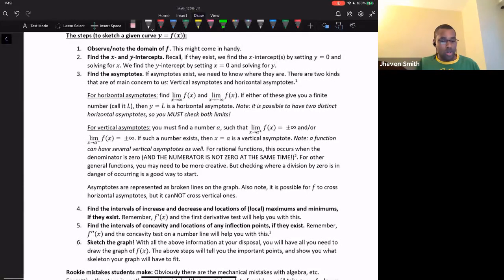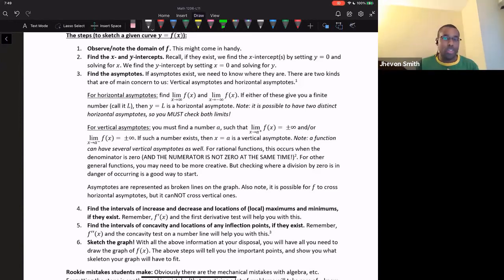And the fourth thing you're going to do is find the intervals of increase and decrease and the locations of local maximums and minimums. And how are you going to do that? Well, the first derivative test, of course. So you're going to tell me what interval the function is increasing on, decreasing on. Are there any maximum points? What are their coordinates? Are there any minimum points? What are their coordinates? That's going to be the 4th step. You're going to have to go through the first derivative test to do this.